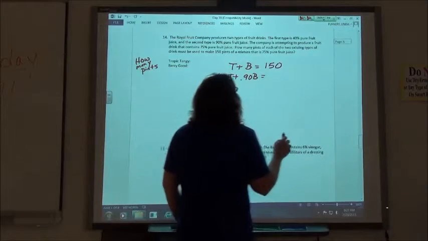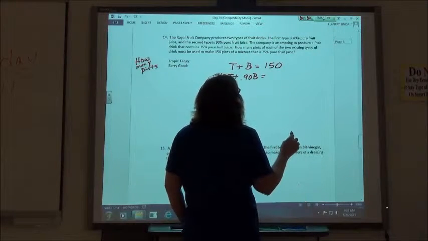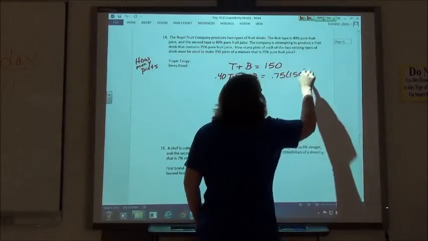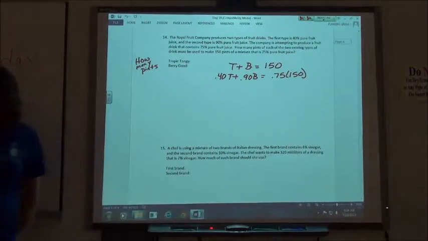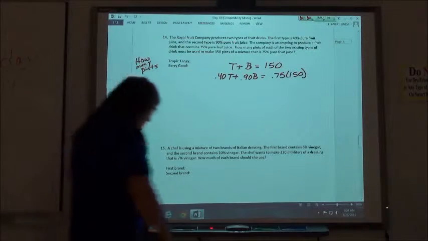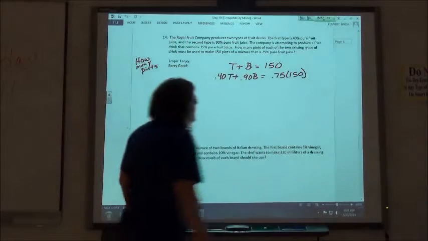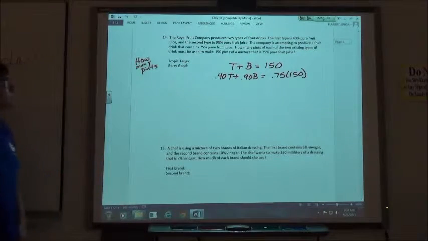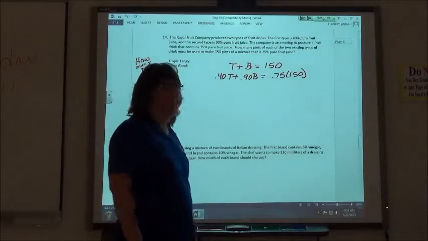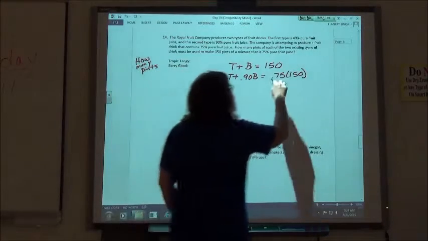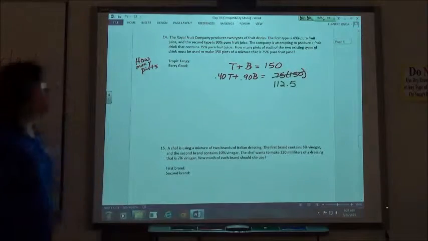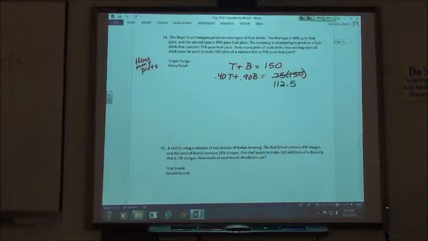equals, is that 75% of 150? Exactly, 75% of my total amount of juice. So if we go ahead and figure out what is 75% of 150, it's 112.5. 112.5 is how much pure fruit juice we had out of the 150 pints.